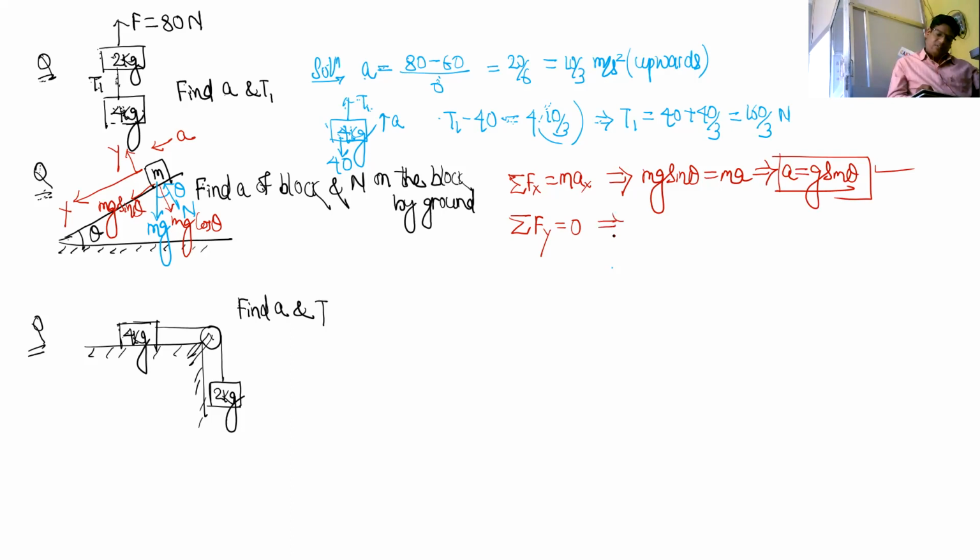And in the y direction, you do net force equal to 0. So the upward force in the y direction is N, the downward force in the y direction is mg cos theta. So N comes out to be equal to mg cos theta. Have you got that?